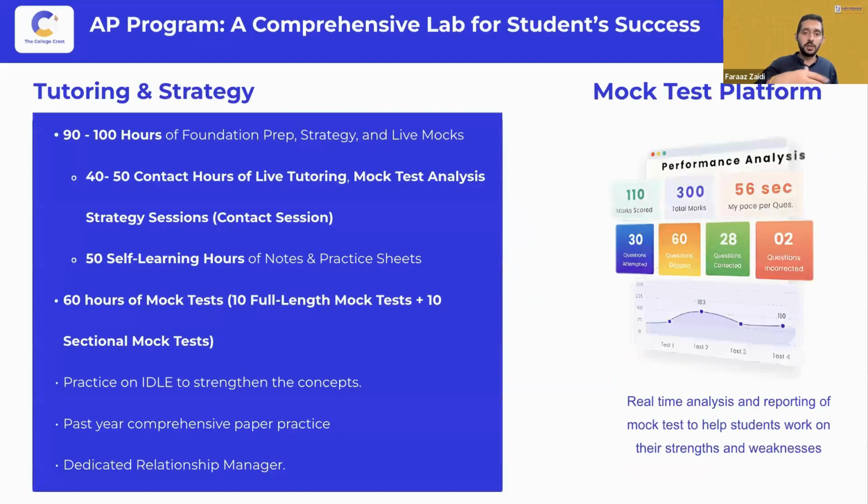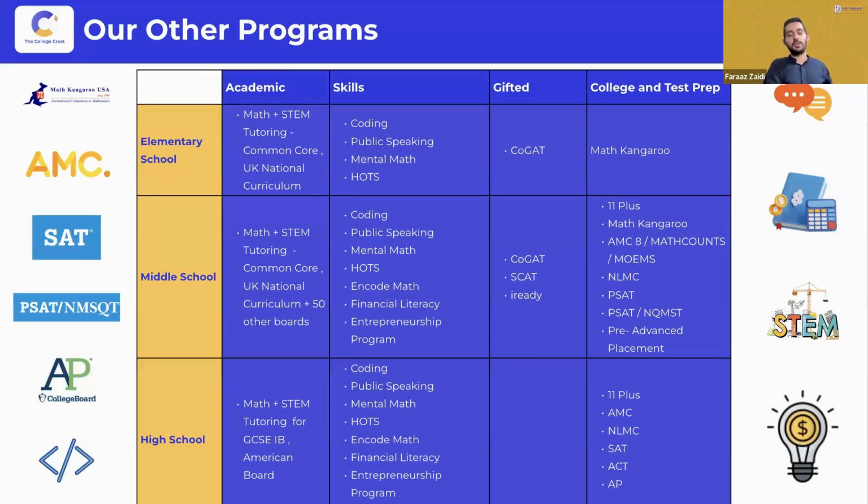To give you a look at how our AP program in its comprehensive sense looks, you'll be working anywhere between 90 to 100 hours of foundation prep strategy and live mocks, in which 40 to 50 hours will be contact hours of live tutoring and mock test analysis. And you'll also be getting 50 hours of self-learning, which are basically notes and various practice tests. These are the other various programs that you could access with Let's Unbound, right from elementary school to your high school levels.